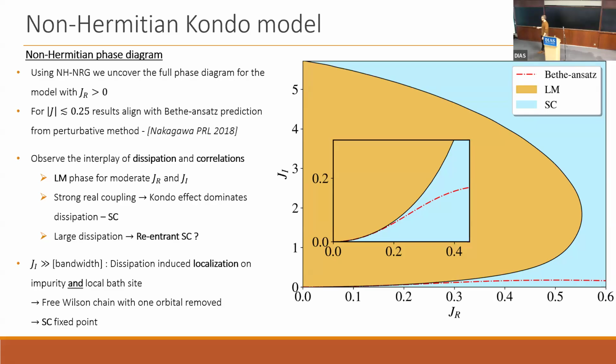Okay, so this is the full phase diagram, totally new and uncovered for the non-Hermitian Kondo model, and it goes way beyond the perturbative region. So you're also showing the Bethe-Ansatz solution. So this red line here is the Bethe-Ansatz solution. So it compares really well in the regime where they said it will work well.